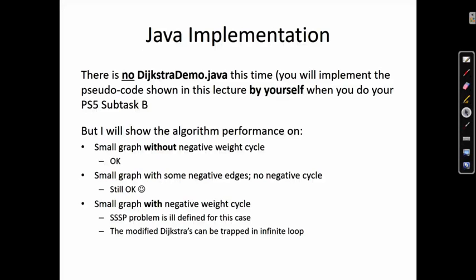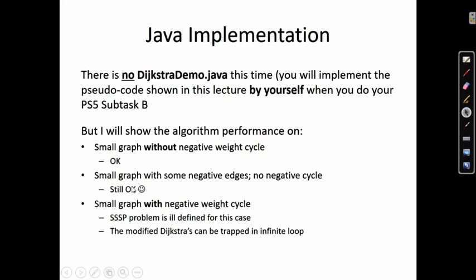So Java implementation, no Java implementation for Dijkstra's. Okay, why? Because you are supposed to write this yourself for PS5, subtasks B and C. Okay, so I have shown the performance of Dijkstra's algorithm on a small graph with no negative weight cycle, so it's okay, they work correctly, both original and modified Dijkstra. Small graphs with some negative edges, no negative cycles, modified Dijkstra will work correctly. Okay, but original Dijkstra will be wrong.